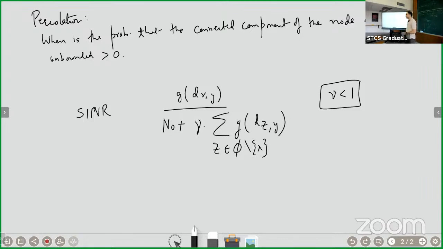As gamma goes to 0, what happens? What does the graph look like? Take it equal to 0. Suppose gamma is 0. What does the graph look like? And the connection on the graph is whenever SINR is above the threshold. Tell me, as gamma goes to 0, what does the graph look like? It looks something similar to what we studied already.